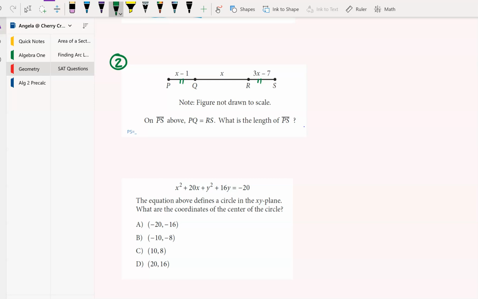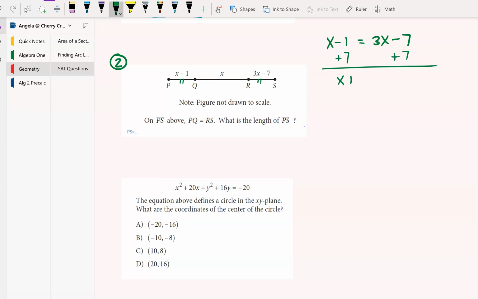We want to find out the total length from P all the way down here to the value of S. And it looks like because I have equivalent segment lengths between PQ and RS that I could set up an equation. So we're just going to make that happen. X minus 1 is equal to 3x minus 7. And we're going to do a little algebra here. I'm going to add 7 to both sides.